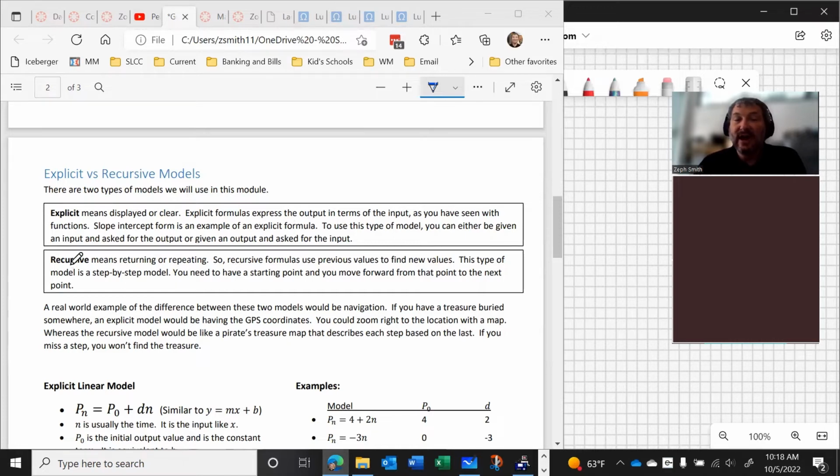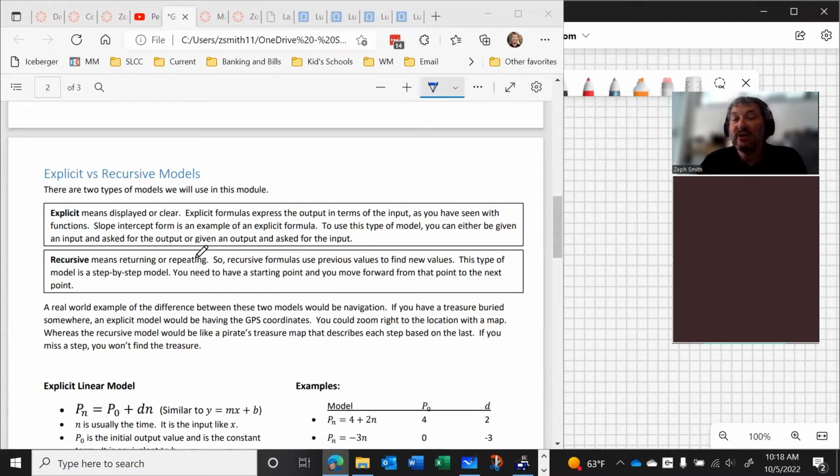Recursive, on the other hand, means returning or repeating. So recursive formulas use previous values to find new values. This type of model is a step-by-step model. So you need to have a starting point, and you move forward from that point to the next point, step by step. So here is a real-world example of the difference between the explicit and the recursive models.